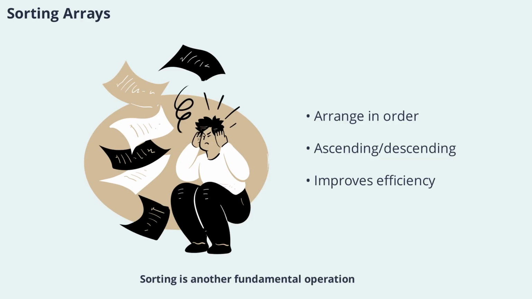Sorting is another fundamental operation. It involves arranging the elements of an array in a specific order, such as ascending or descending. Sorting makes searching and other operations more efficient. There are many algorithms for sorting like bubble sort, selection sort, and quicksort, each with its own advantages.